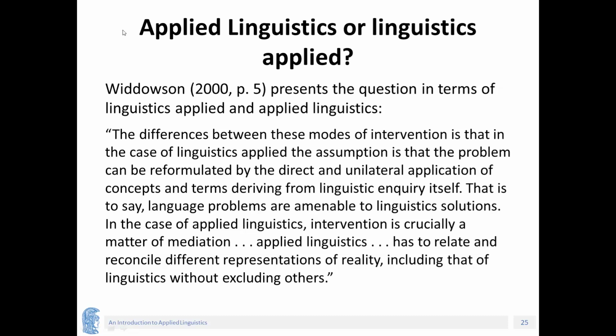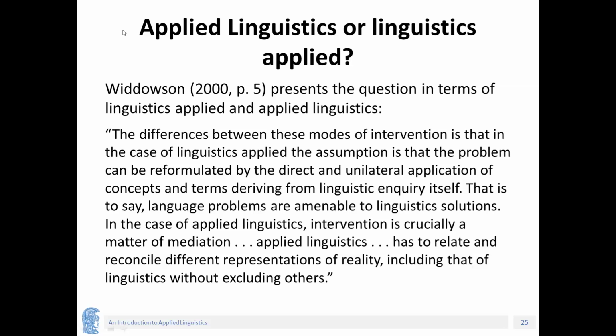Widdowson, in the year 2000, presented the question in terms of linguistics applied and applied linguistics. So this looks very funny actually: applied linguistics or linguistics applied. The difference between these modes of intervention is that in the case of linguistics applied, the assumption is that a problem can be reformulated by the direct and unilateral application of concepts and terms deriving from linguistic inquiry itself. Okay, so it's a very heavy one.